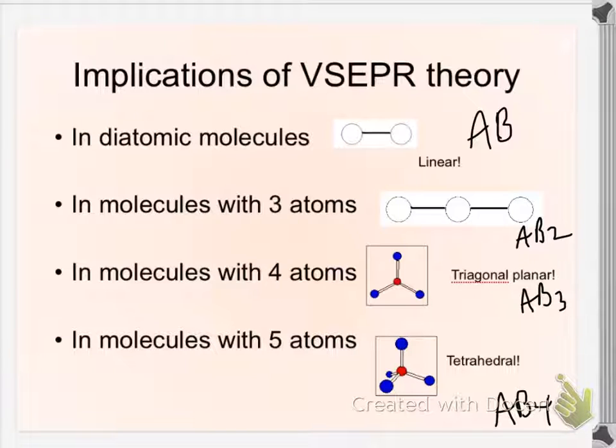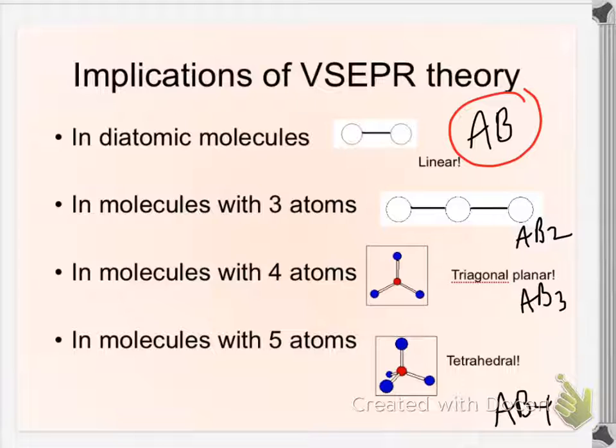Well, what VSEPR theory gives you is the arrangements, and that one, by the way, is tetrahedral, something that has 5 atoms. It gives you these known geometries. So if you've only got 2 things, a diatomic molecule, they tend to be linear because 180 degrees from one another is as far apart as they can get. And that could be 2 chlorines bound to one another, 2 fluorines bound to one another.